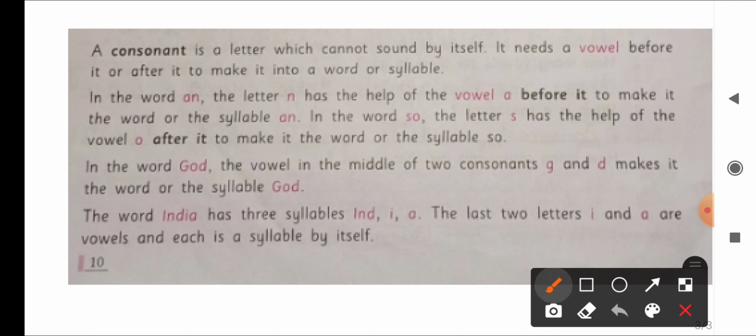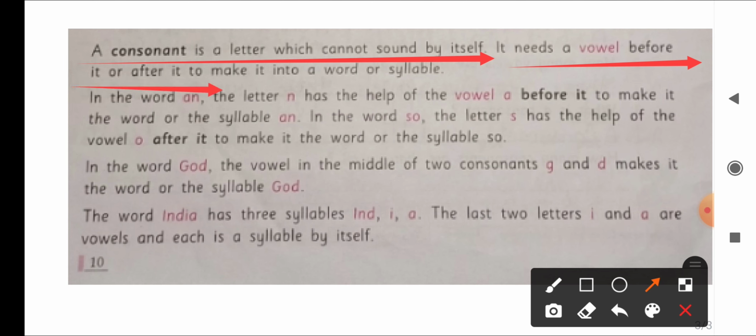What is the consonant? A consonant is a letter which cannot sound by itself. It needs a vowel before it or after it to make it into a word or syllable. Okay? When we talk about consonants, we learned in our last class that it does not have the sound of its own. Cannot be pronounced alone. It needs the support of a vowel.